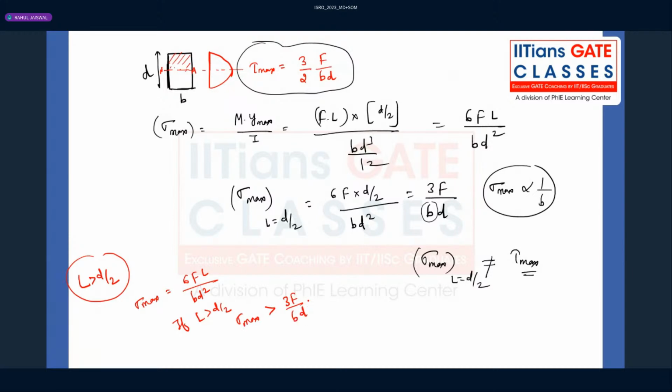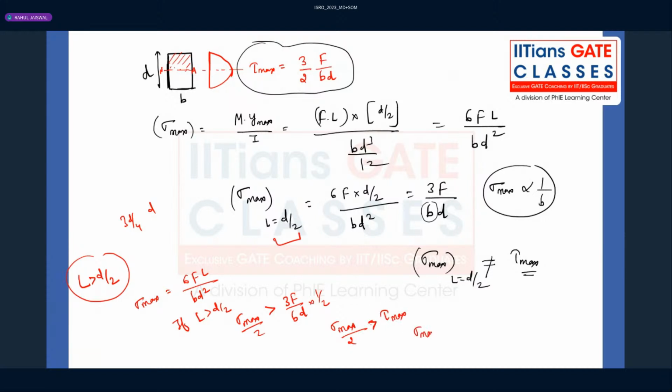That is absolutely correct. Because see, when L equal to D by 2, we got 3F by BD. But when you put L greater than D by 2, that means 3D by 4 or something like D, definitely we will be getting more than 3F by BD. That is what I have written. Now you divide by 2. Divided by 2, so what will be happening? Sigma max divided by 2 will be more than tau max.